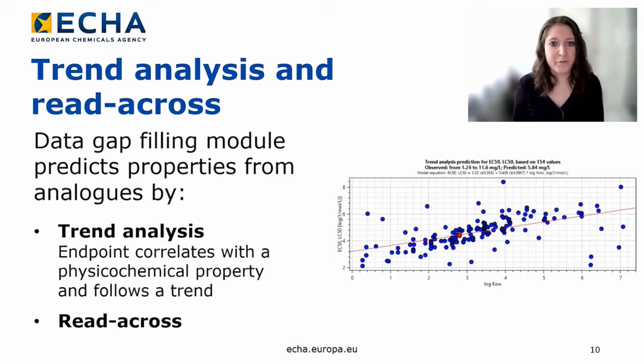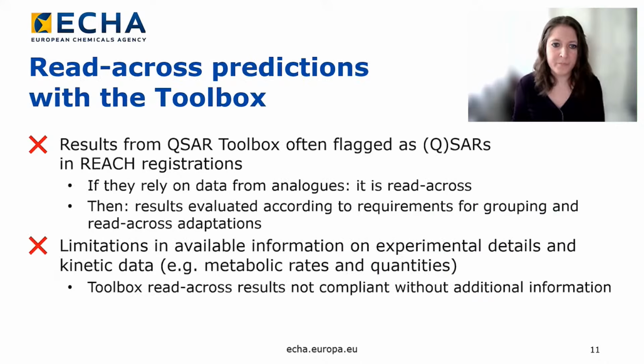The toolbox can fill data gaps by predicting properties from analogs by trend analysis. For example, when there are many data points available for an endpoint which correlates with a physical-chemical property, such as log KOW, and follows a trend. Or it can fill data gaps by reading across study data from the source substances.